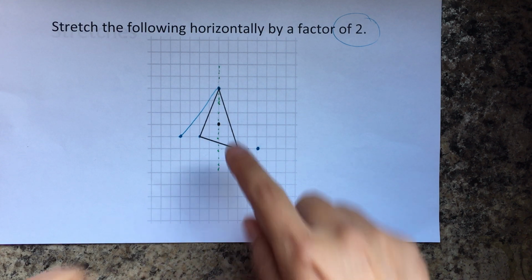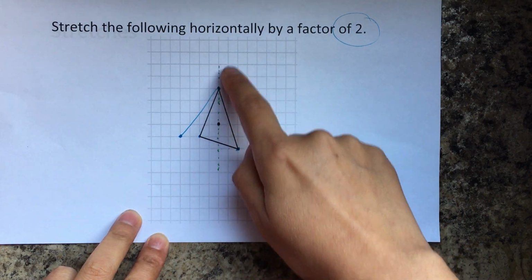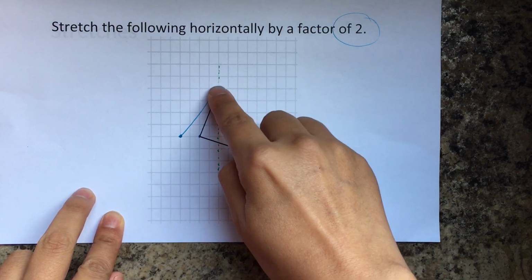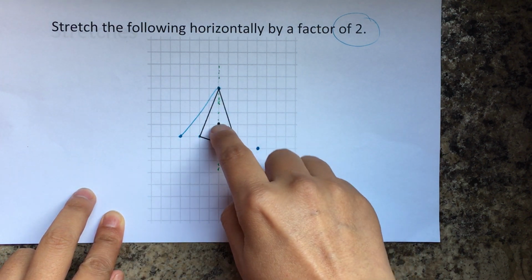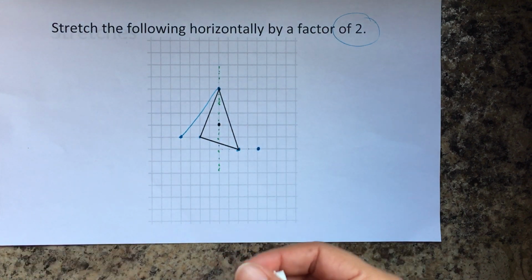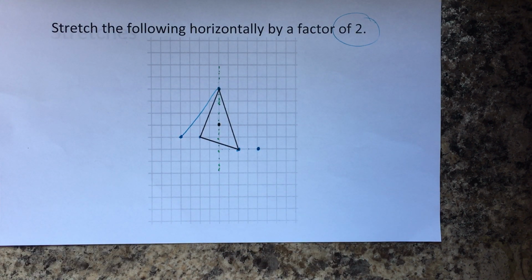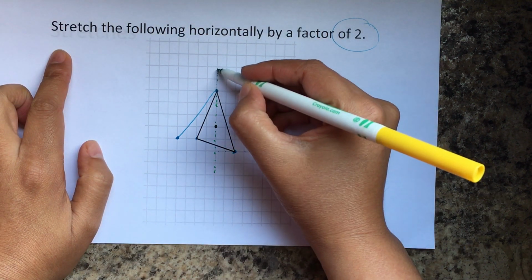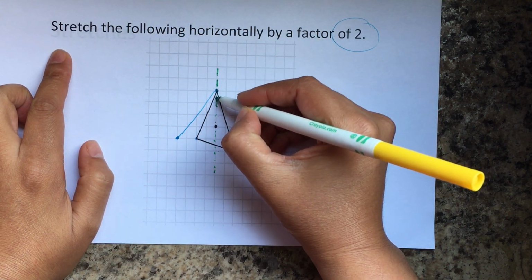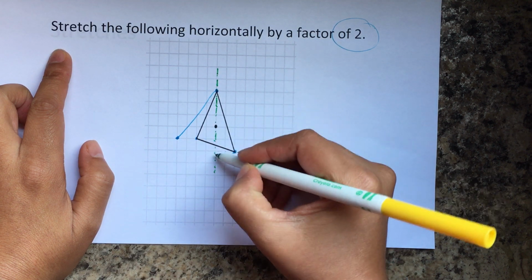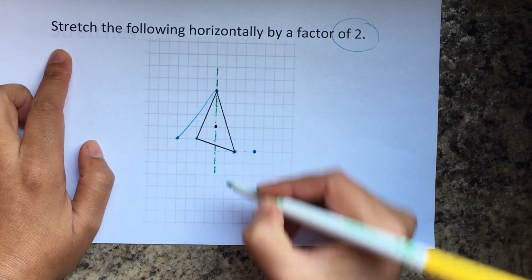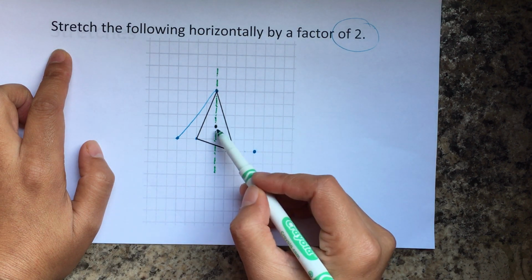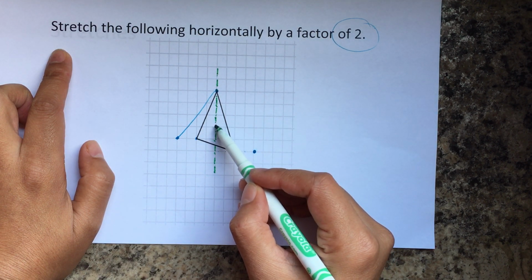So this line, the green line, was not there, and also the blue was not there. It was just the shape, the triangle, and the dot. That's all you are given. And so when it says stretch horizontally by a factor of 2, what you can do is draw an imaginary line. You don't need to, but it's easier to see. And it's going to be along the dot that they give you.